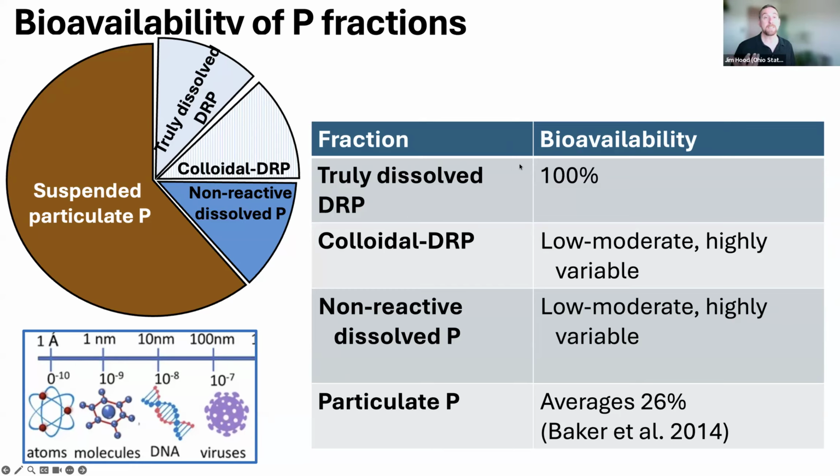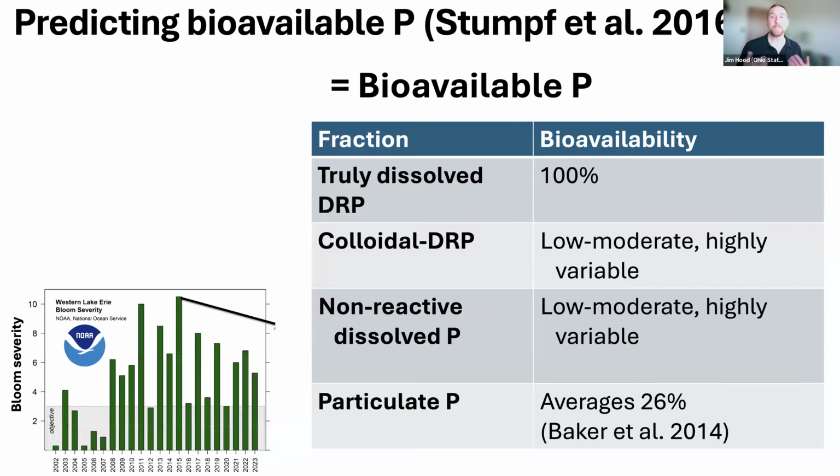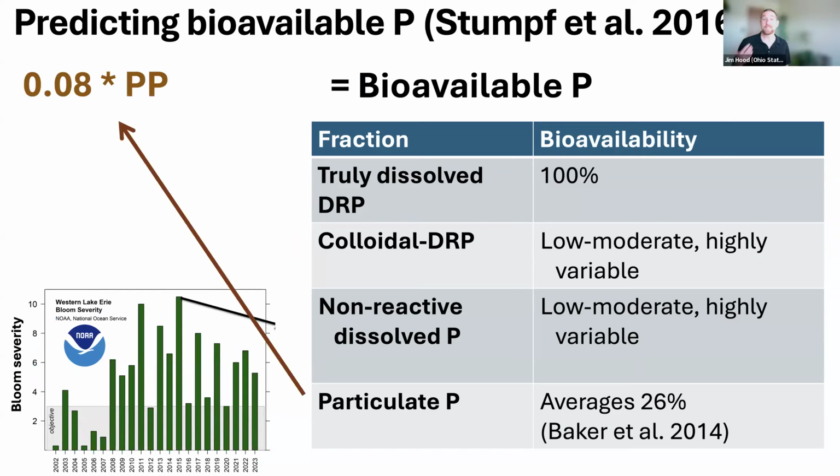And so this is important because this figures into how people forecast harmful algal blooms. I'll use the example from Stumpf to illustrate that. Stumpf used this 26% bioavailability from Baker. And then they also noted that about 70% of the particulate phosphorus actually settles out before it ends up in Lake Erie.